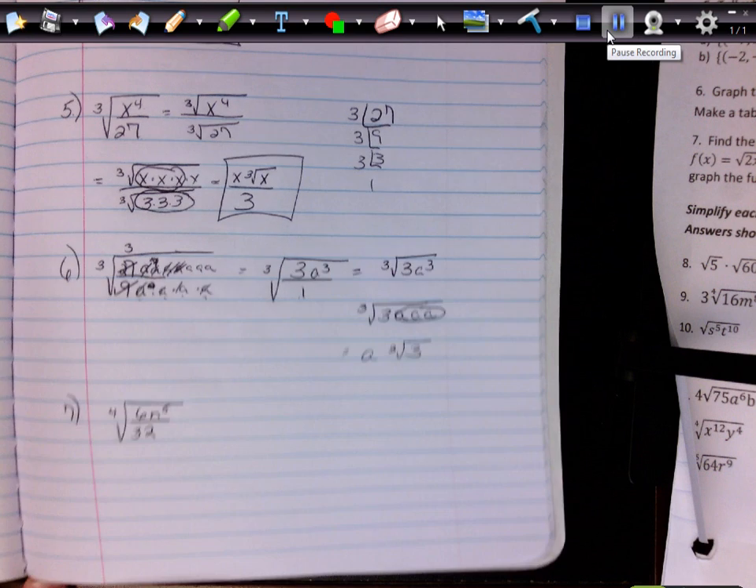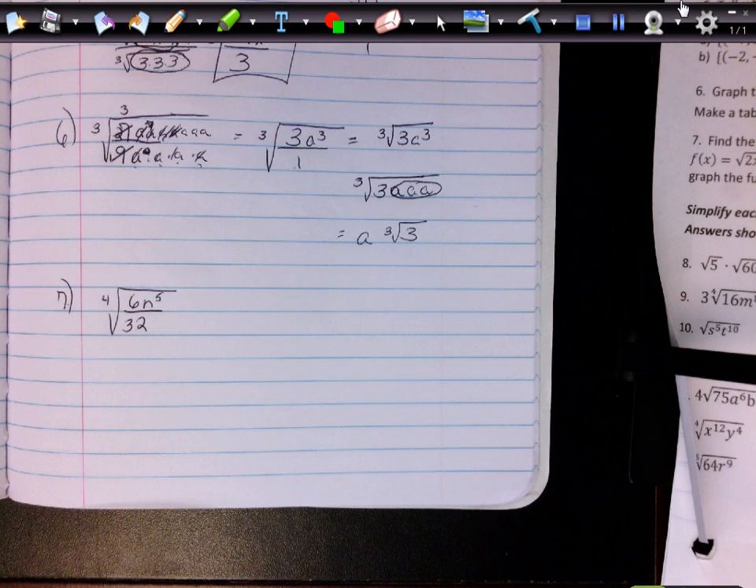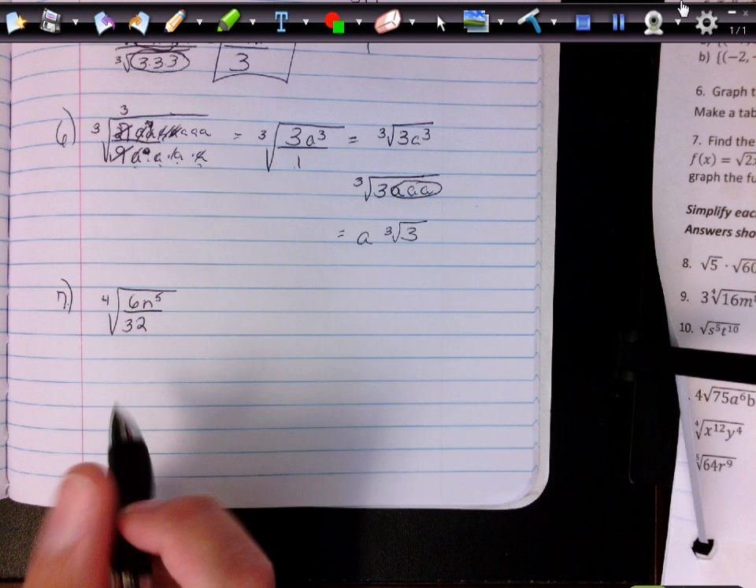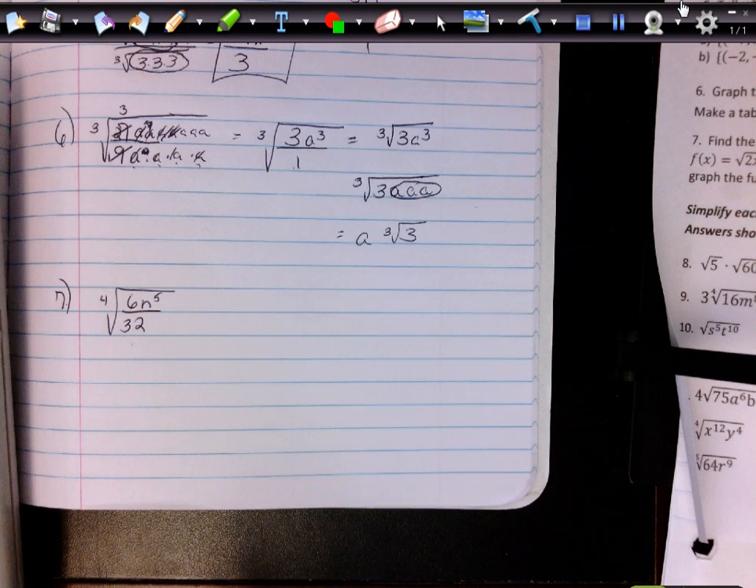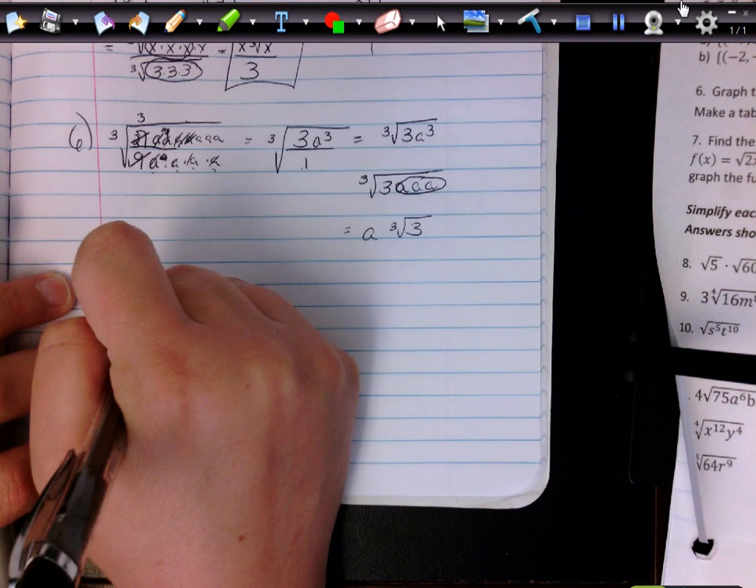Okay, go ahead and write down number 7. We have the 4th root of 6n to the 5th over 32. Now again, I'm going to look to see if I can simplify this down. So when I put that into alpha y equals in my calculator, I end up with 3 over 16.